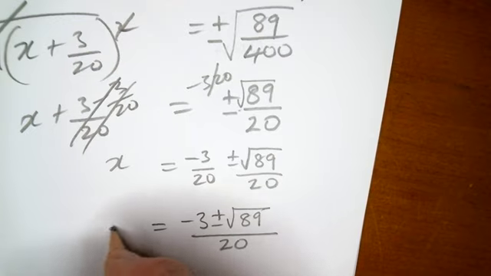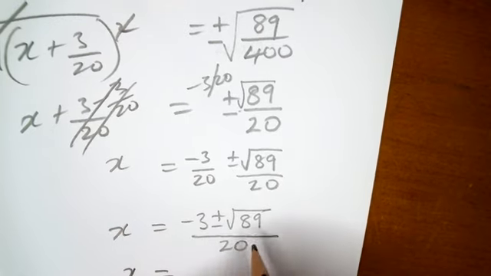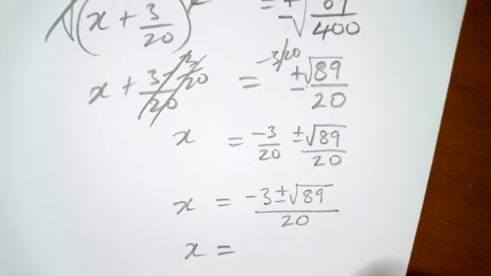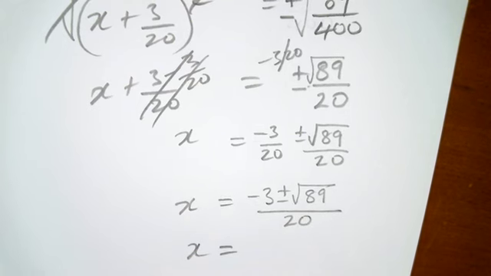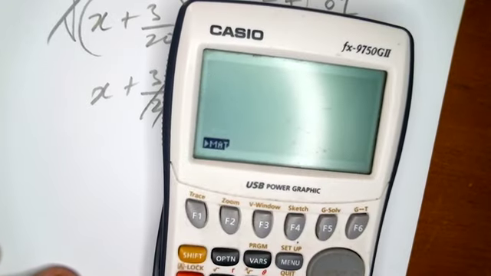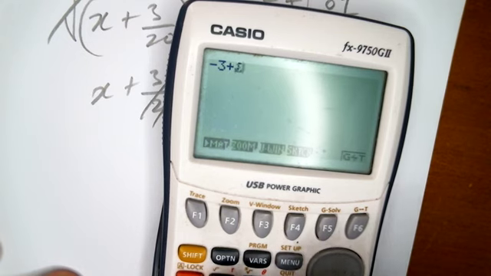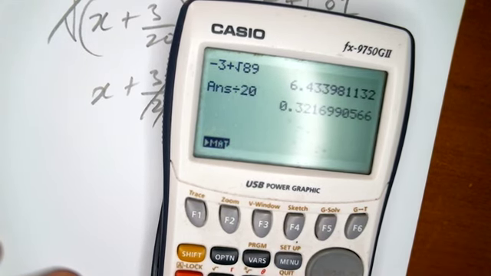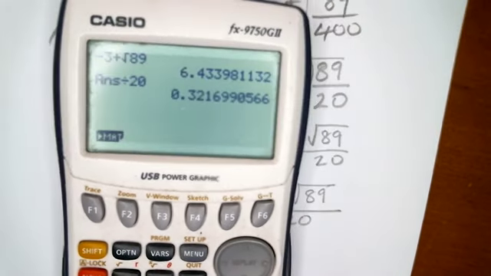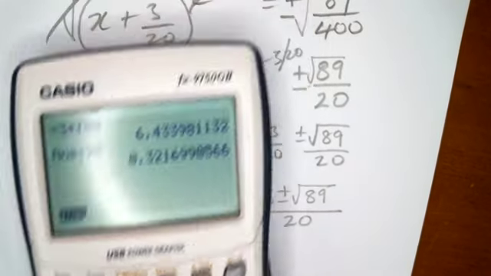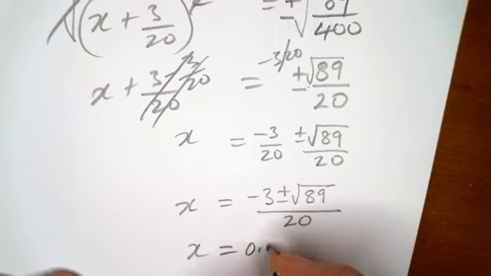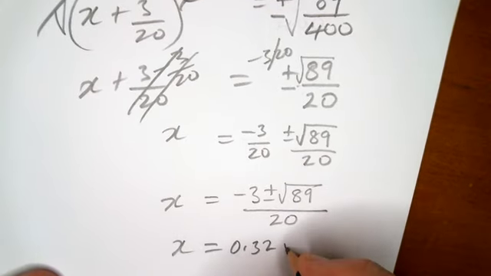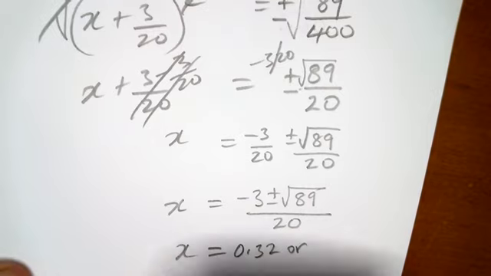So now, that's my x value. We could write that as two decimals. Let's go ahead and do that now. First of all, let's start with a plus. So I'm going to go negative 3 plus root 89, and then divide it by 20. I like doing it in separate movements, actually. That gives 0.32.